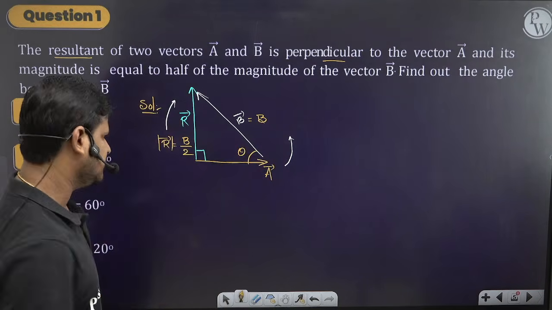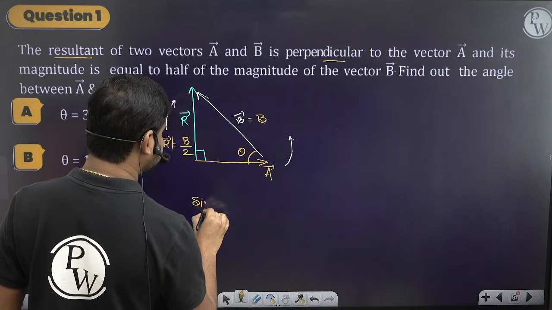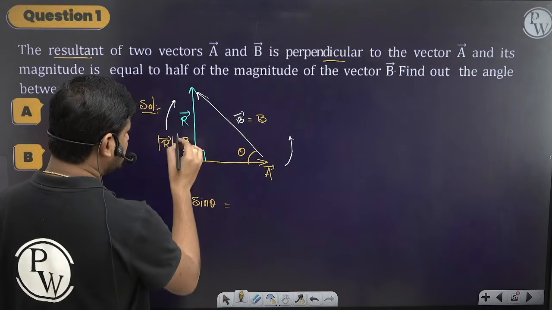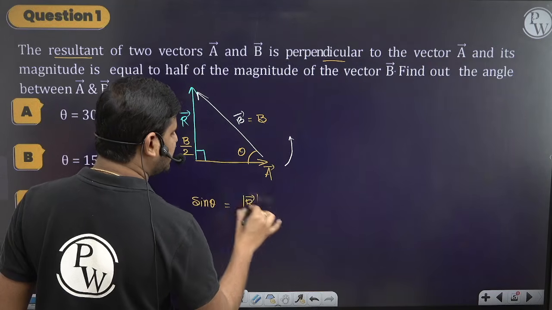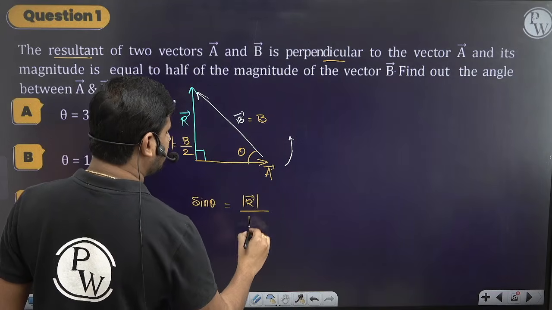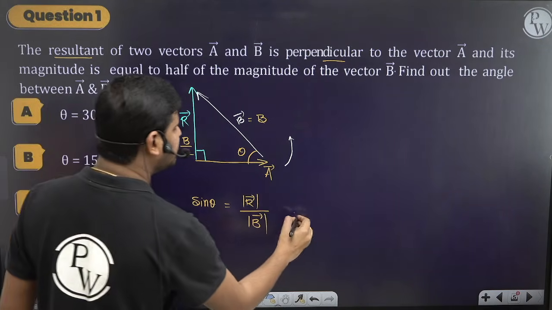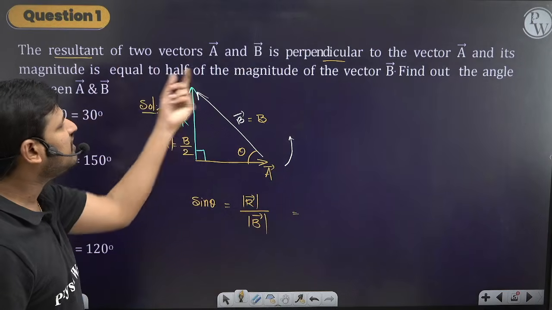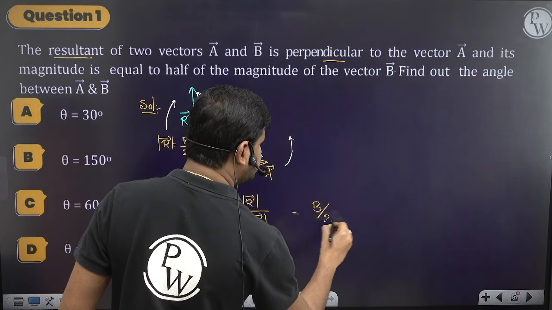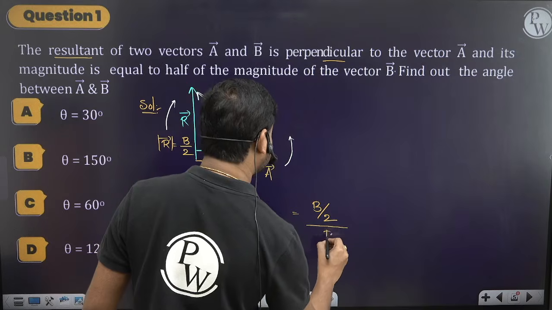Okay, fine. Then from this triangle, as it is a right angle triangle, shall I use the formula sin theta? Sin theta is equal to opposite by hypotenuse. The opposite is the magnitude of the resultant R, and the hypotenuse is the magnitude of vector B. Yes or no? What is the magnitude of the resultant as per the question? They said it's half of the magnitude of vector B. So in place of the resultant magnitude, I am writing B by 2, and then the magnitude of B is nothing but B, right?